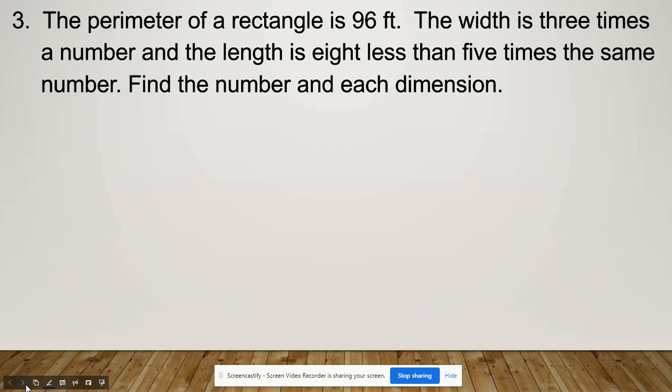Here we have the perimeter of a rectangle is 96 feet. The width is 3 times a number, and the length is 8 less than 5 times the same number. Find the number and each dimension. So again, we start by drawing a rectangle. Remember, length I will always refer to as the longer side, and width will be the shorter side.